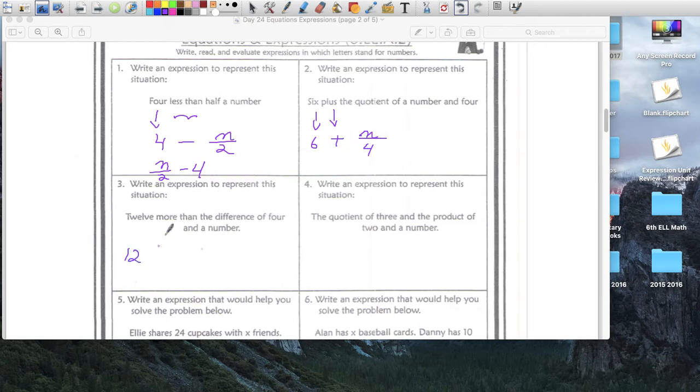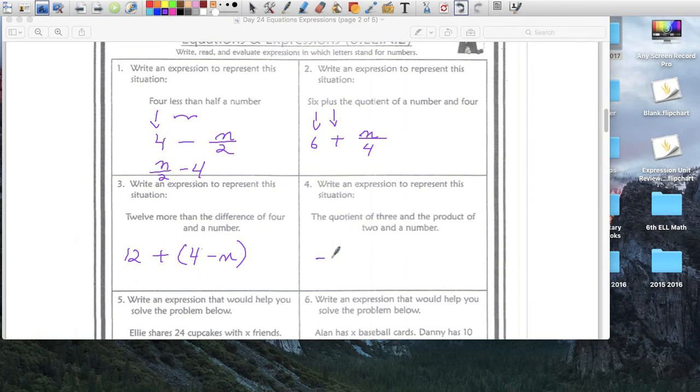12 is 12. More than means plus. The difference is subtraction. So we're subtracting two things. It's 12 more than the difference of 4 and a number. So we're going to protect that with parentheses. Otherwise, you end up with 12 plus 4 and then minus n. So you want to find this first. You want to subtract n from 4 and then add it to 12. You need the parentheses to show that you need to do the subtraction first.